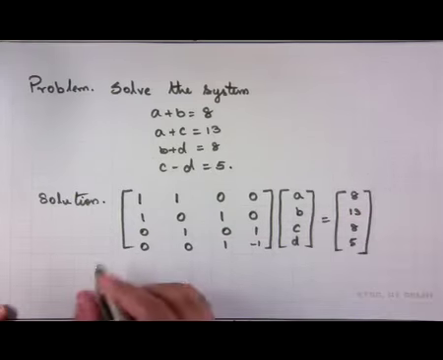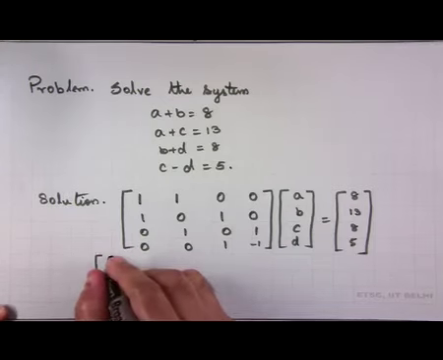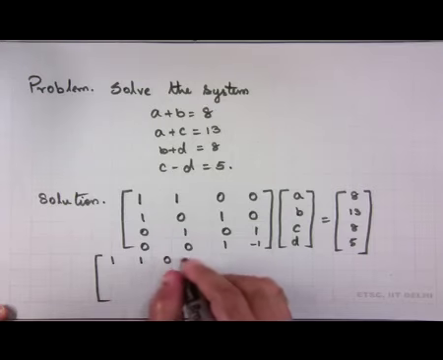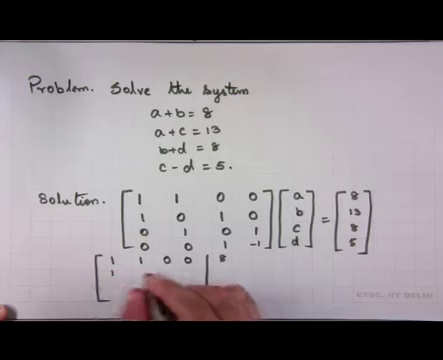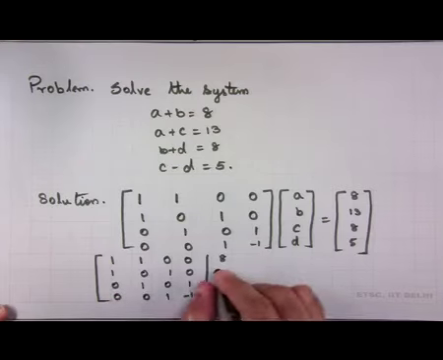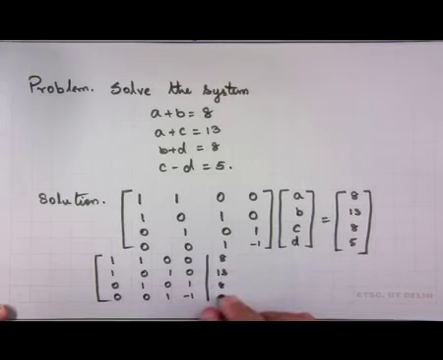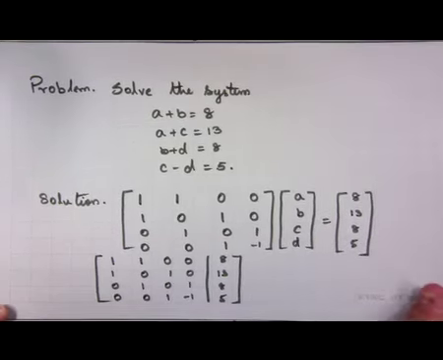Let us write down the augmented matrix of this: 1 1 0 0 augmented with 8, 1 0 1 0, 0 1 0 1, 0 0 1 minus 1, augmented with 8, 13, 8 and 5. Now, let us try to convert this into its RRE, so only the coefficient matrix part.